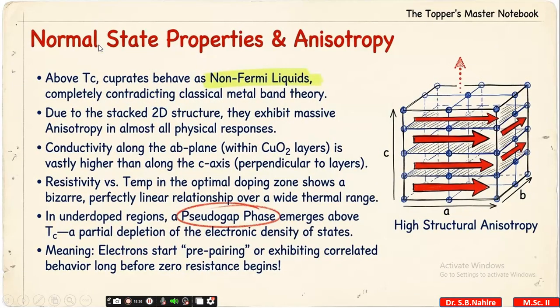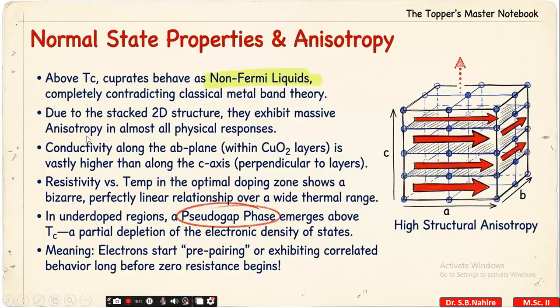Now let us understand normal state properties and anisotropy of cuprate superconductors. First point. Above the critical temperature Tc, cuprates behave as non-Fermi liquids. This means they do not follow the normal electron behavior predicted by classical metal band theory. Next point. Because of their layered two-dimensional structure, they show strong anisotropy in almost all physical properties. Anisotropy means the properties of the material depend on the direction in which they are measured.